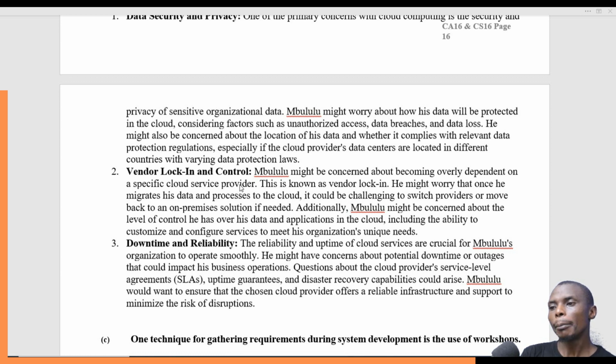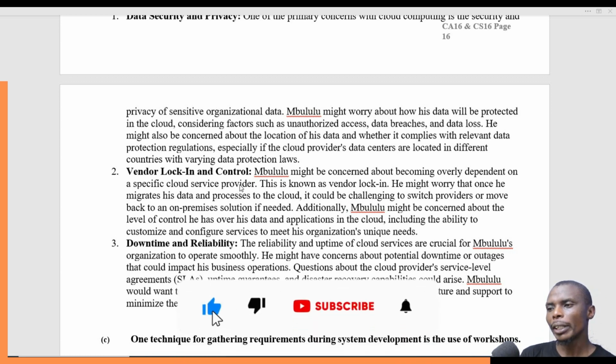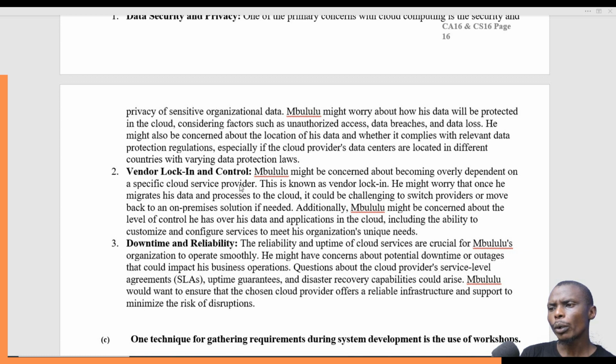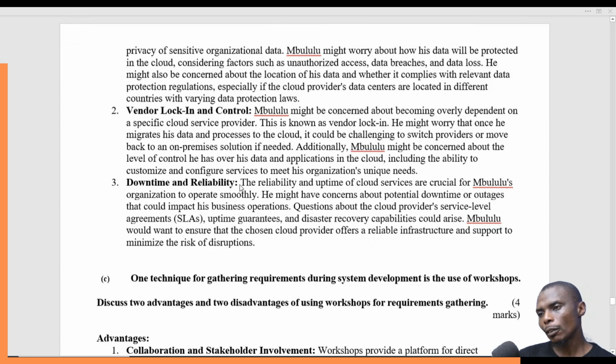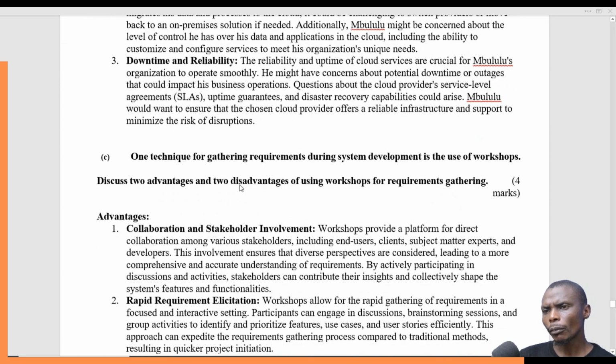Also, he might be worried about downtime and reliability. The reliability and uptime of cloud services are crucial for an organization to operate smoothly. His concern could be potential downtime or outages that could impact his business operations, or he could also be questioning the cloud provider's service level agreements. So all this could be running in the head of John Bululu.